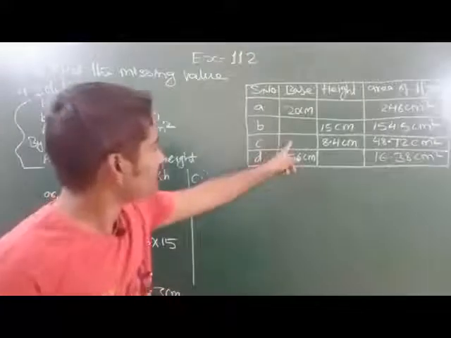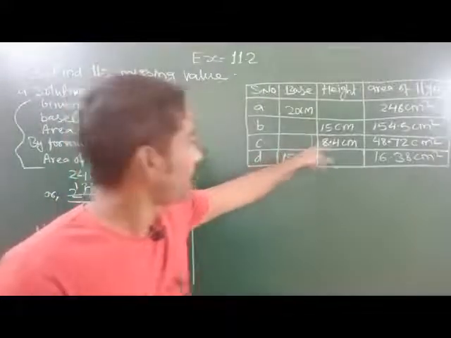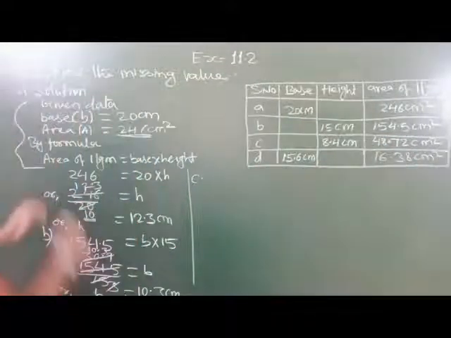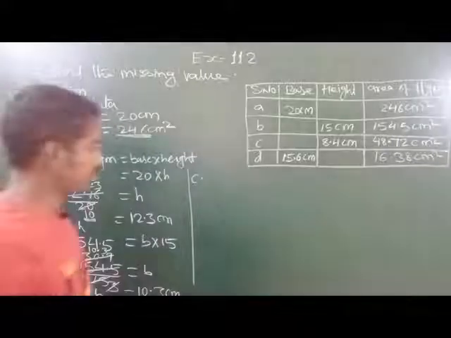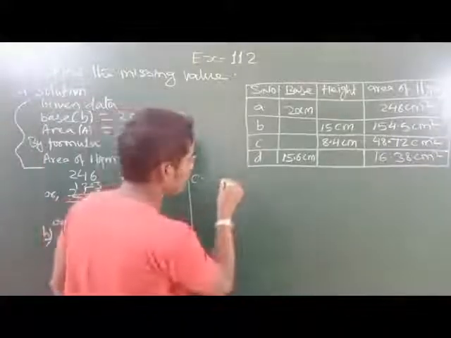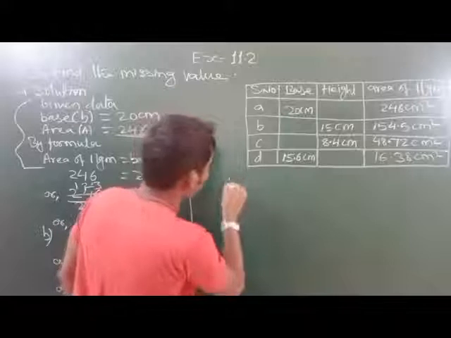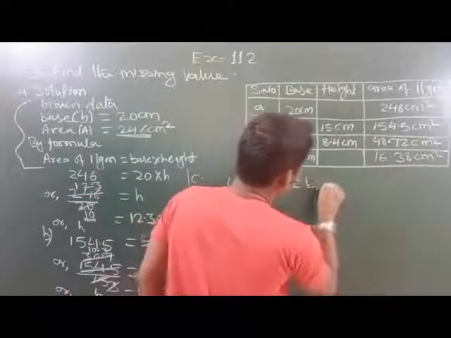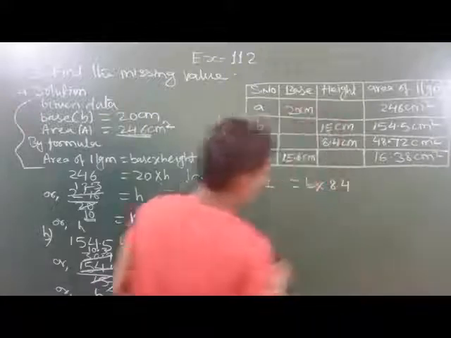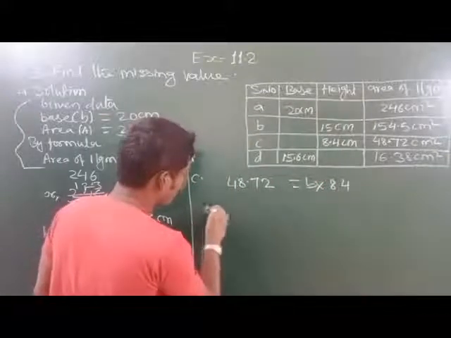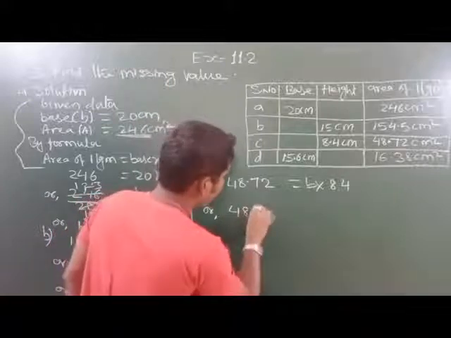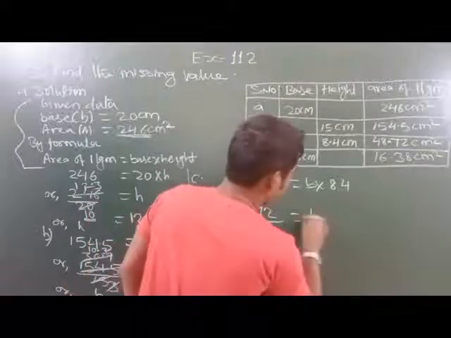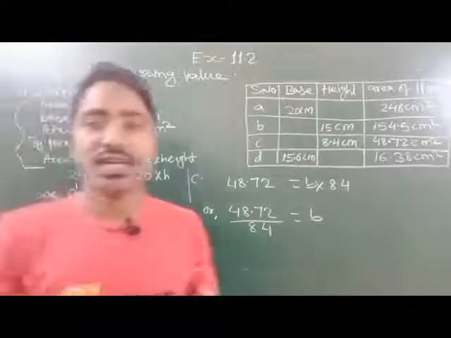Now moving to the next segment, segment number C, students. In segment number C, what is given here? Base is missing, height is given, and area is given. So I am going to write it directly. I hope that you will write this much of the steps, and I am going to put it directly. So area of the parallelogram will be equal to 48.72 will be equal to base is missing into height is 8.4. So if you calculate base from here, then you will get 48.72 divided by 8.4.